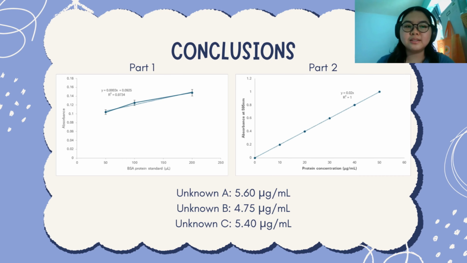Now I will be presenting the conclusion of practical 1. In conclusion, these experiments show a clear relationship between protein concentration and absorbance. In part 1, absorbance increased consistently as the volume of BSA increased, while in part 2, a linear standard curve with an R-squared value of 1.0 was obtained. Using the equation y = 0.02x, the concentrations of the unknown samples A, B, and C were determined at 5.60, 4.75, and 5.40 micrograms per milliliter respectively.